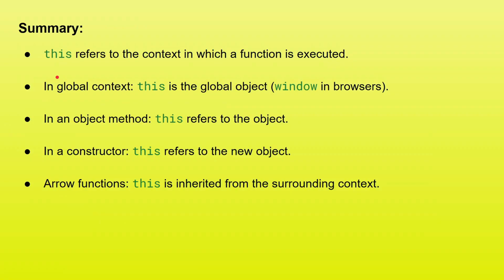Summary. This refers to the context in which a function is executed. In global context, this is the global object, window in a browser. In an object method, this refers to the object. In a constructor, this refers to the new object. In an arrow function, this is inherited from the surrounding context.